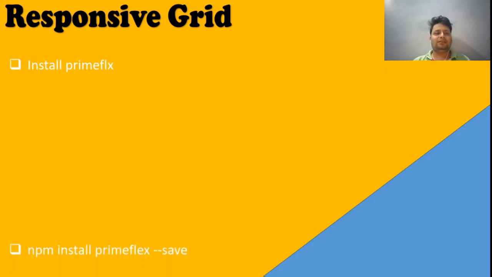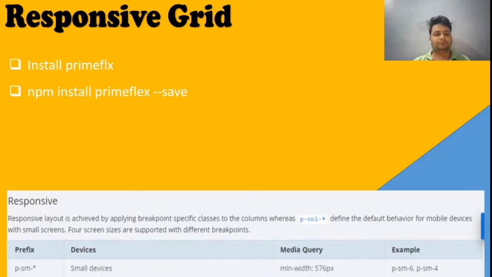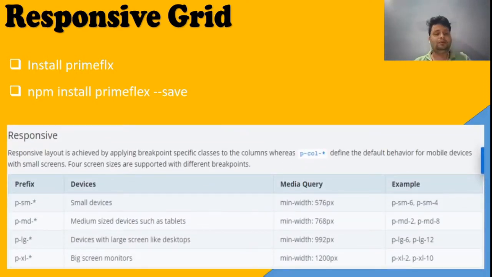To use the PrimeNG grid system, we have to install the package PrimeFlex. To install it, we use the command npm install primeflex. Then we will see the responsive grid system and which kinds of classes are available in PrimeNG. So without wasting time, let's go.